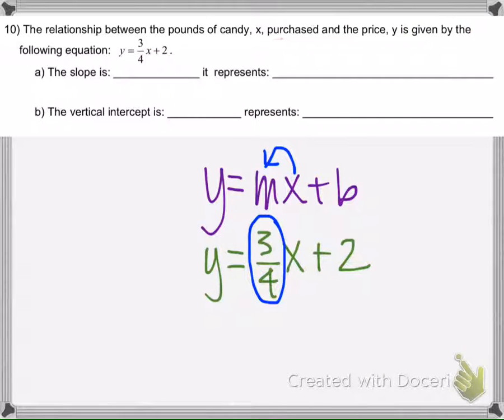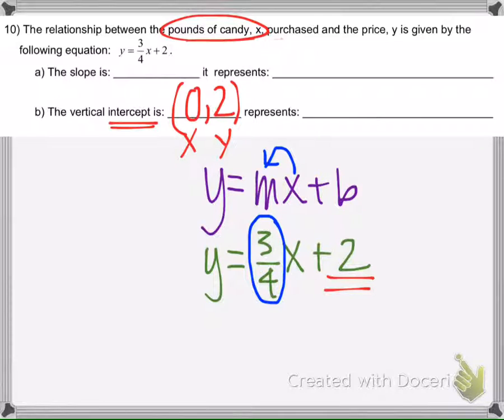Okay, so then the vertical intercept is this 2 here. So remember, when it has the word intercept, it means plug in 0 or have a 0. So Y is 2 when X is 0. So since X is the pounds of candy, we're saying if no candy is purchased, the cost is still $2. So we need to think about why that is. Why, if we buy 0 pounds of candy, is the cost still 2?